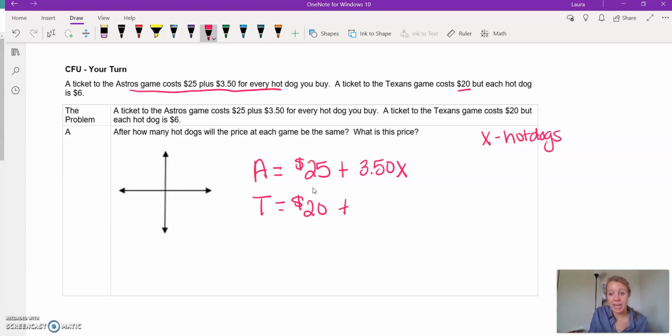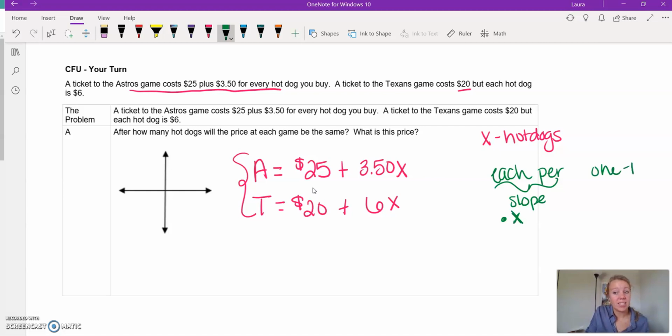But at the Texans game, each hot dog is $6, so 6X. So here are my two equations. I have one for the Astros game and one for the Texans game. I want to remind you that when you think of the words "each" or "per," all of these are talking about slope, so you want to multiply by X.